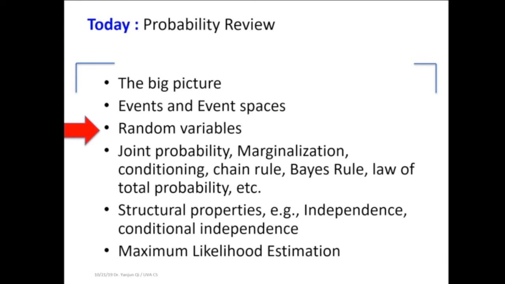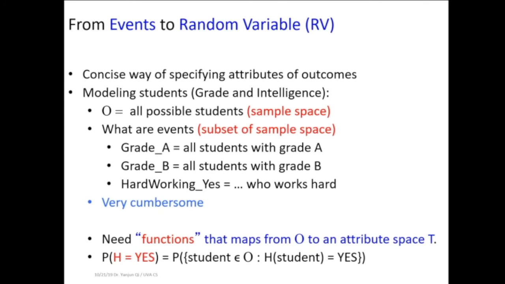And then what is a random variable? So we always talk about random variables, right? So what is a random variable? In fact, a random variable is just a function. Each random variable is a function mapped from the sample space to an attribute output. This is a very important concept.